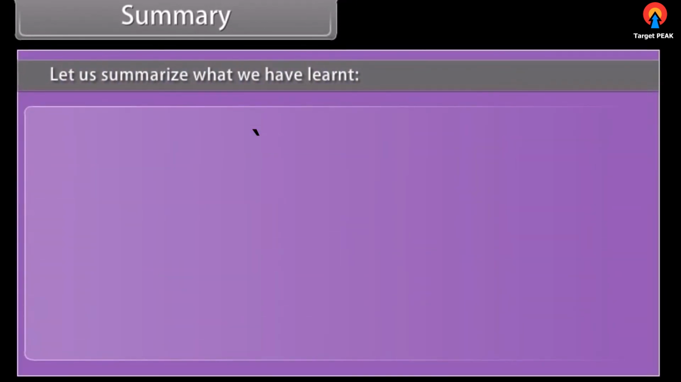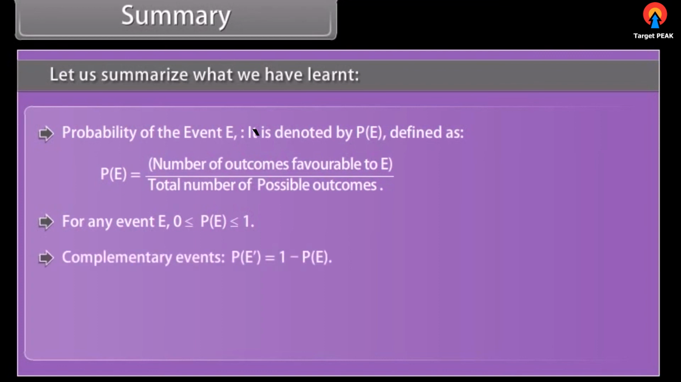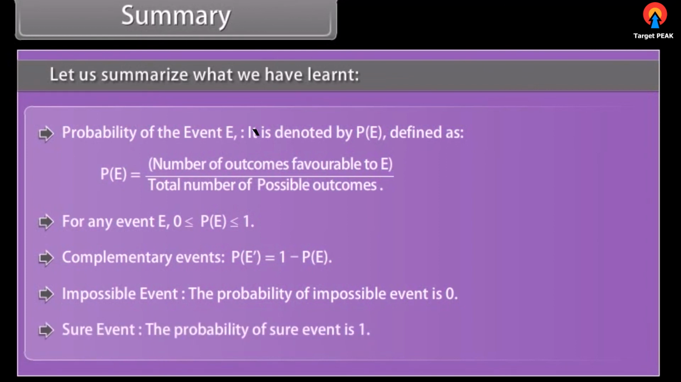Summary. Let us summarize what we have learned. Probability of the event E is denoted by P(E), defined as P(E) equals the number of outcomes favorable to E divided by the total number of possible outcomes. For any event E, 0 is less than or equal to P(E), which is less than or equal to 1. Complementary events: probability of event not E is equal to 1 minus probability of event E. Impossible event: the probability of an impossible event is 0. Sure event: the probability of a sure event is 1.